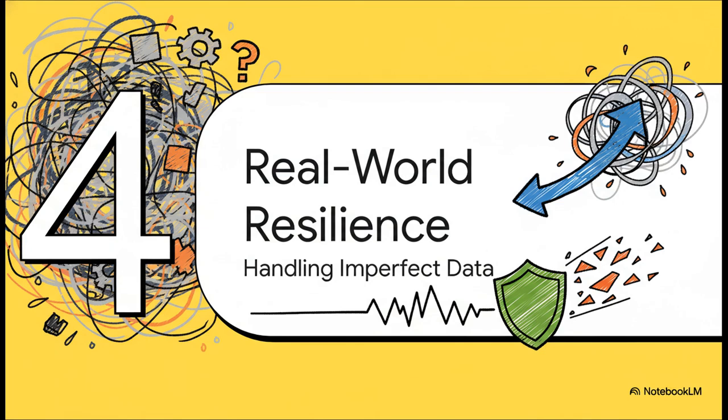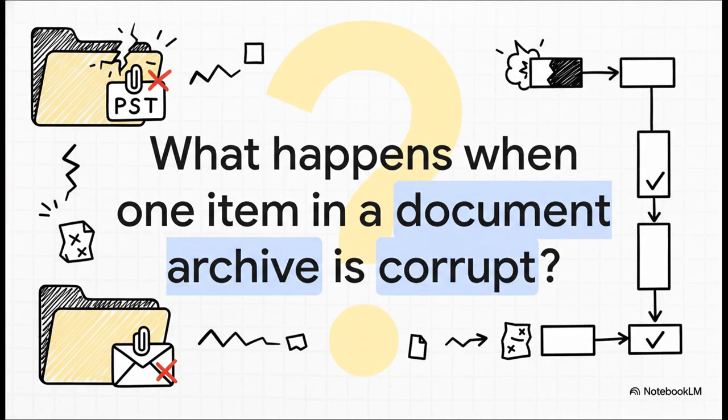So, this is the crucial point, right? All this correctness is fantastic, but how does the SDK actually perform when it's faced with the messy, imperfect data that we all have to deal with in the real world? This is such a critical question for any developer who's processing large batches of documents. In the past, a single corrupt file tucked inside a zip or a PST archive could bring the whole process to a grinding halt. Well, that has now changed.